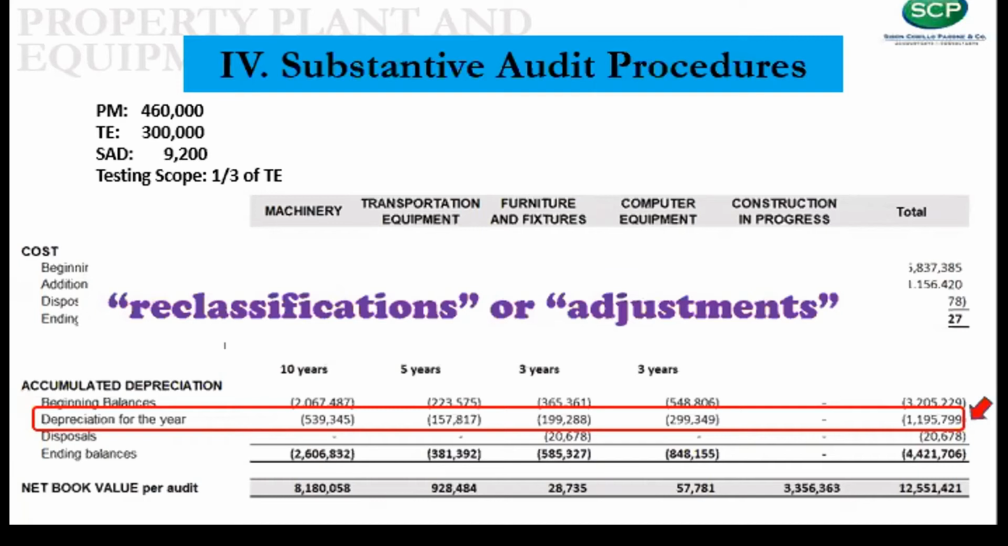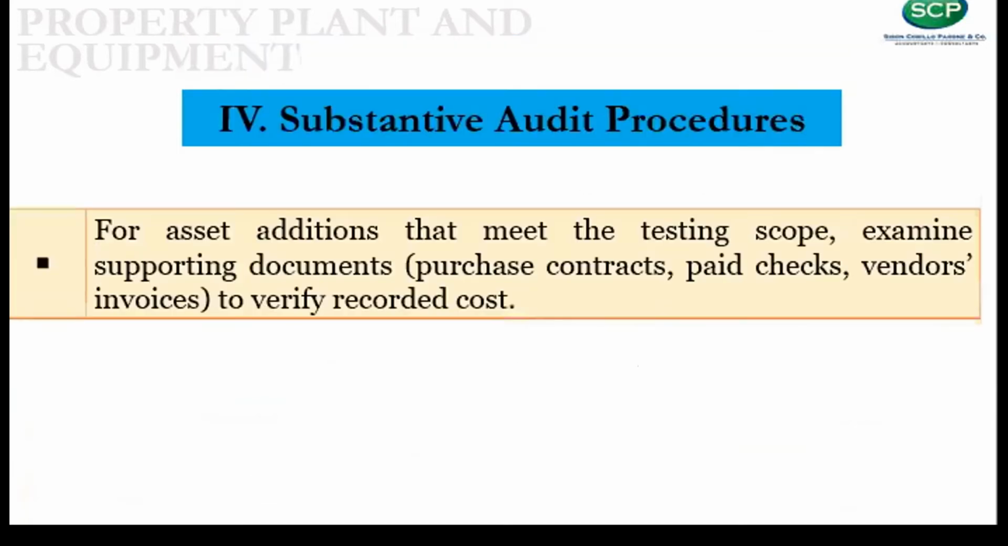Let's now move on to the second step, which is to examine supporting documents such as purchase contracts, paychecks, vendors' invoices for asset additions that meet the testing scope in order to verify the recorded cost.